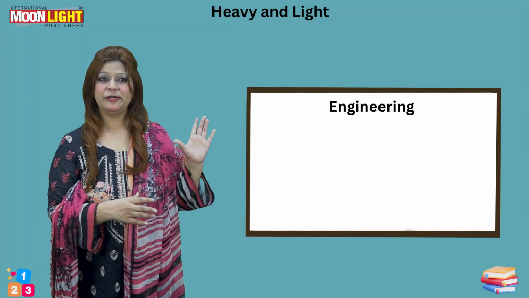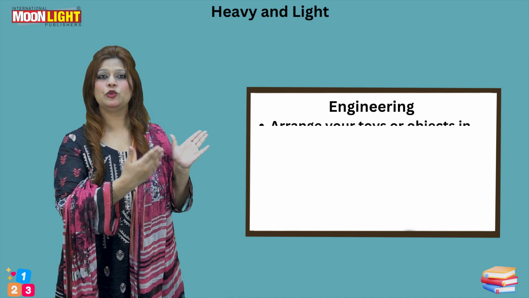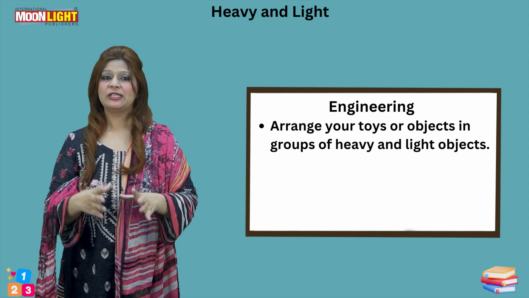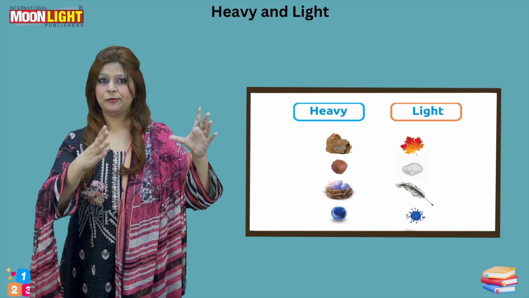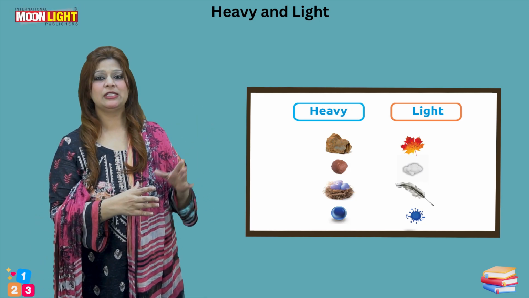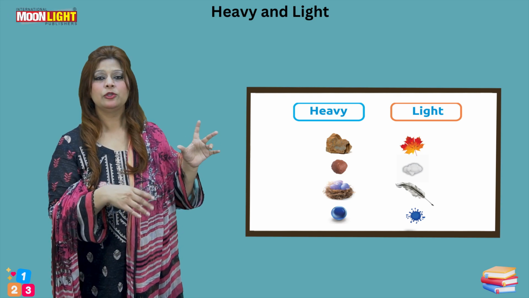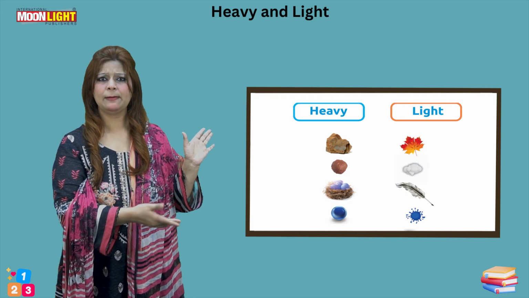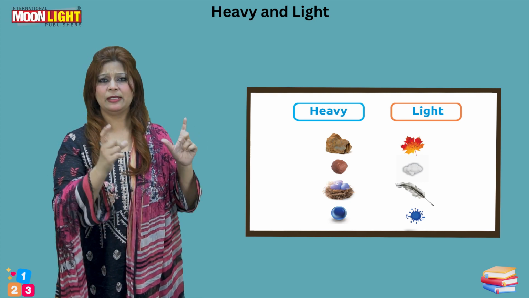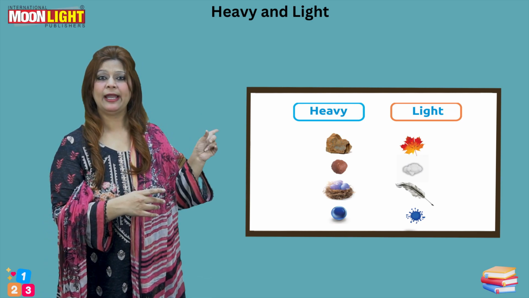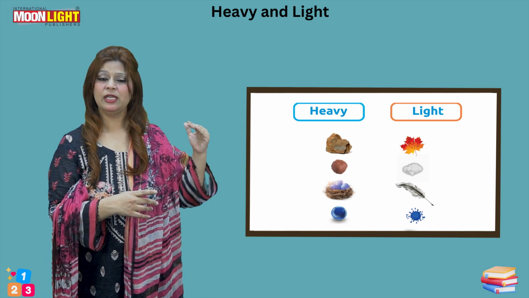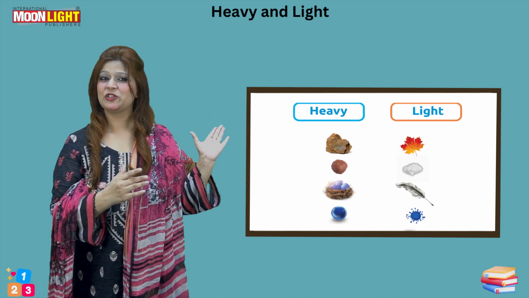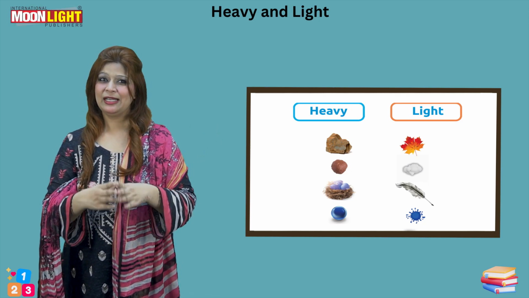Now the engineering section. Arrange your toys or objects in groups of heavy or light objects. You must have toys in your classes, decorated in a proper way. This picture is enough to show the main idea: the heavy objects should be here on the table, for example, and the light objects should be here. Caption means I have put a heading, ठीक है? Heading के साथ मैं उसकी line बनाकर उसको section wise distribute करके आपको बताएंगे कि this section is for heavy and this section is for light objects.